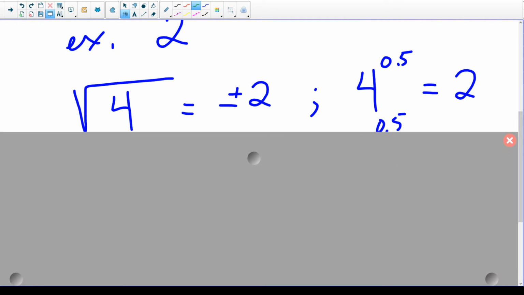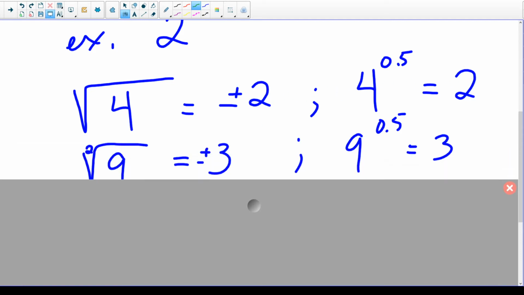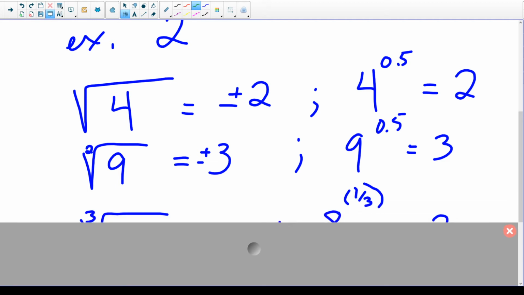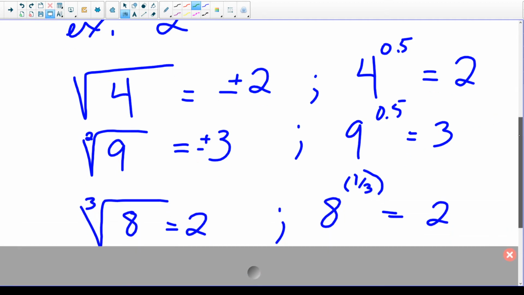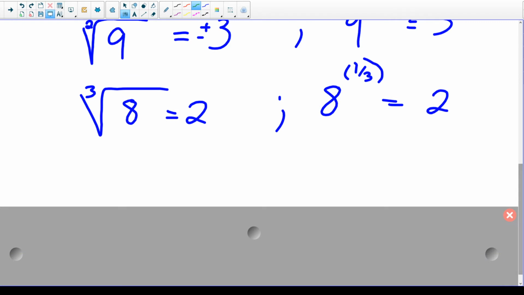So if you do the square root of 4, now the answer is usually +2, but technically there are 2 different answers if you're solving an equation. But if you do 4 to the 0.5, it gives you 2. It's the same answer. If you do square root of 9, you get +3. If you do 9 to the 0.5, you get +3. Does this work for cubics? Well, if you do the cube root of 8, you get 2. If you do 8 to the 1/3, you also get 2. So a pattern seems to be emerging here.